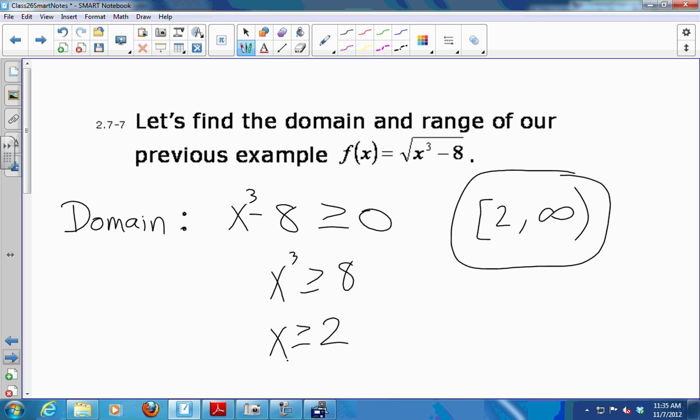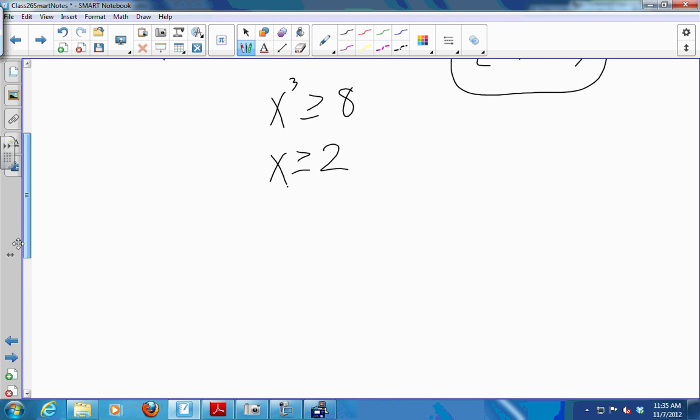Can I get -7 as an output? Why not? You can't get a negative when you take the square root of a number. The square root of a number is always positive. So my range, I can get by kind of thinking it through, and I would say I can only get positive numbers or 0 when I square root something.